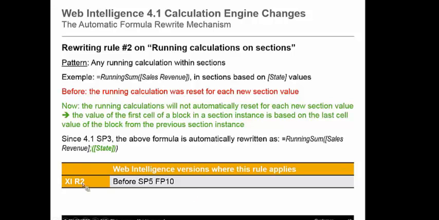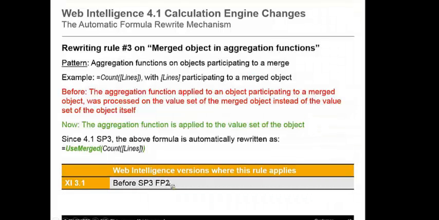So for you who have XIR2 documents and you want to migrate onto XI 4.1, you might come across this rule.